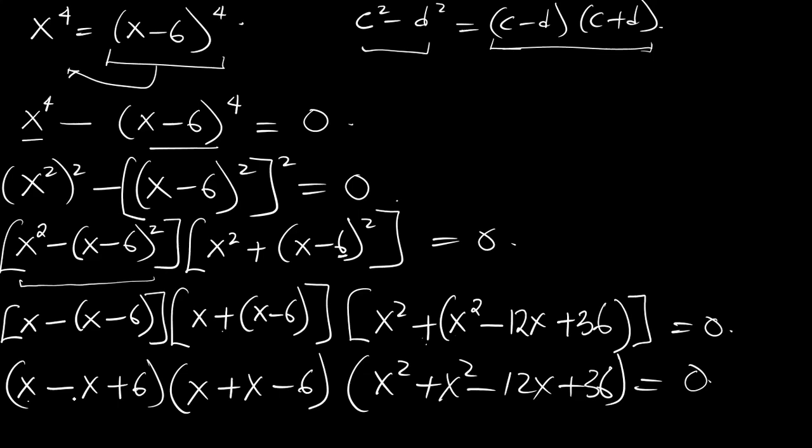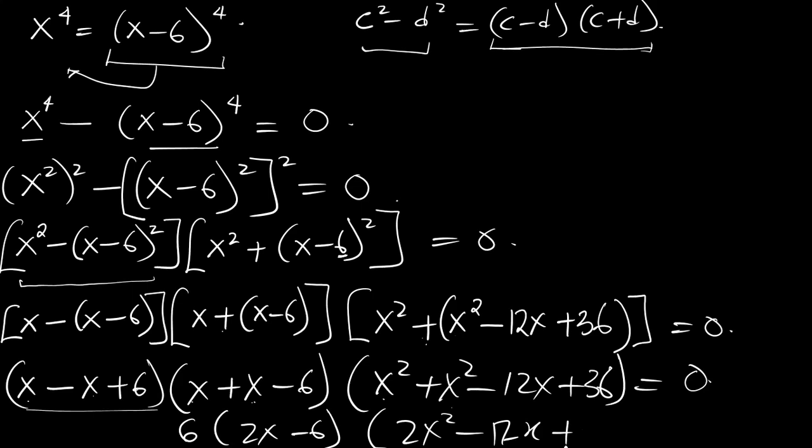So x minus x plus 6 will give you 6, because this will cancel out. Now x plus x minus 6 will give you 2x minus 6, because this x plus this x will give you 2x. Then x squared plus x squared will give you 2x squared, minus 12x plus 36 equal to 0. Now let's go to the next page.